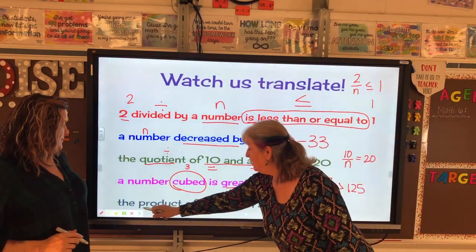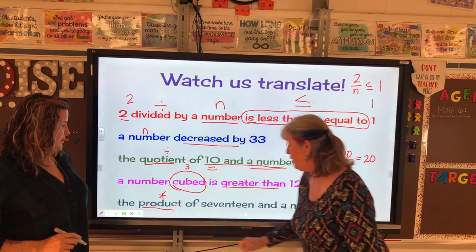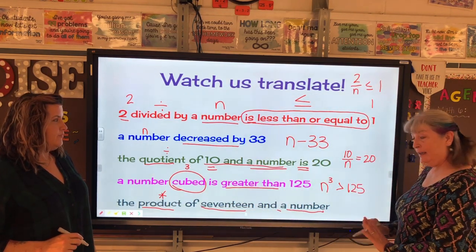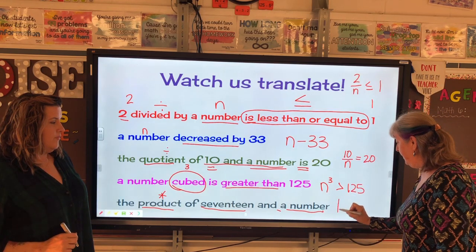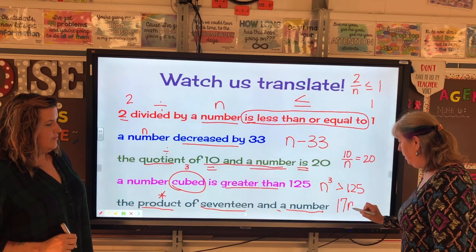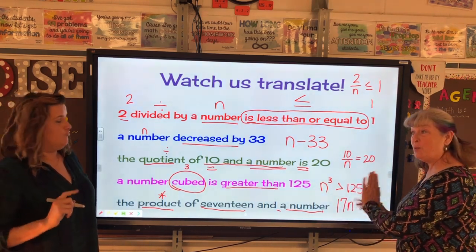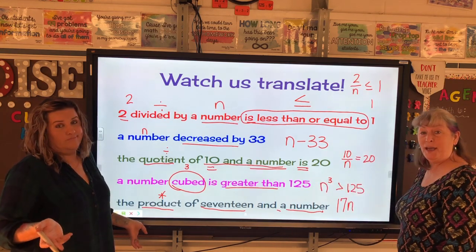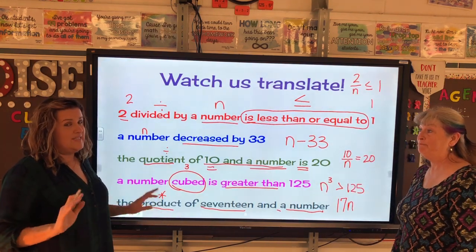Ooh, product. I know product means multiplication, of 17 and a number. One of the reasons I love this is because I know that 17 and a number without a symbol in between means we're multiplying. Coefficient times the variable, that means multiplication in its simplest form. And that's it.